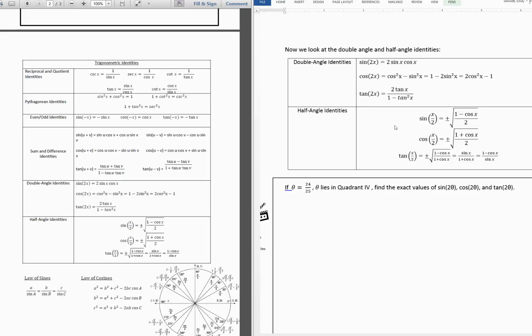And the half angle identities are if you're finding sine of x over 2, cosine of x over 2, or tangent of x over 2. And you'll notice these have a plus or a minus out front. You'll choose the plus or minus based on what quadrant your angle would be in.